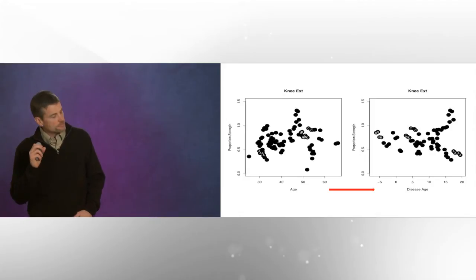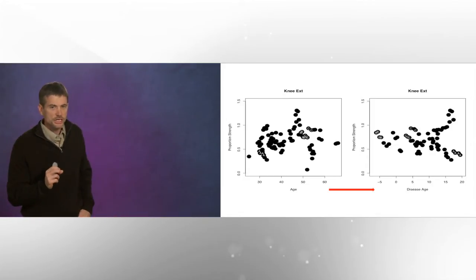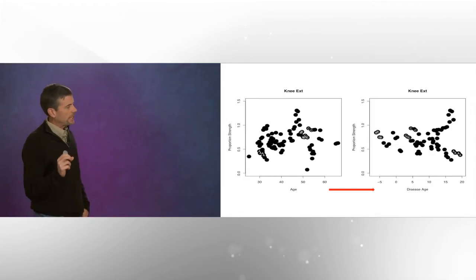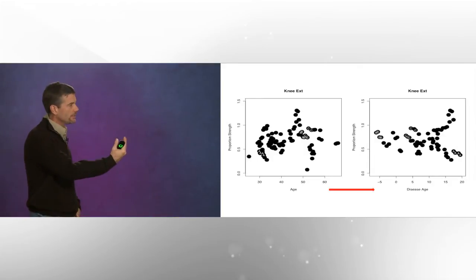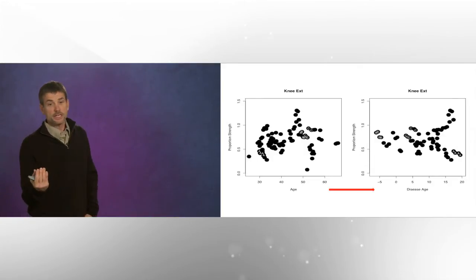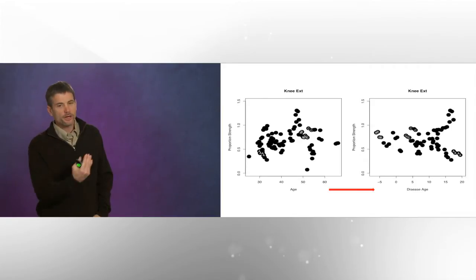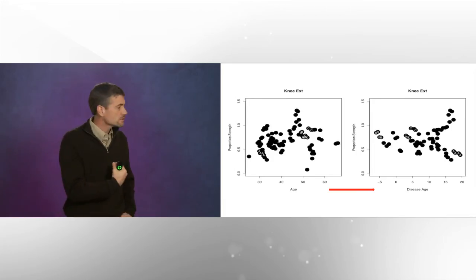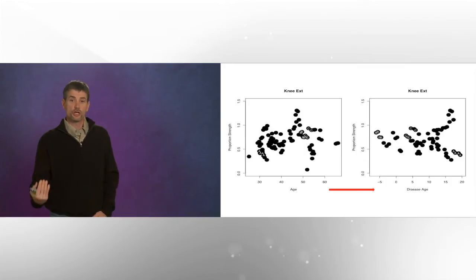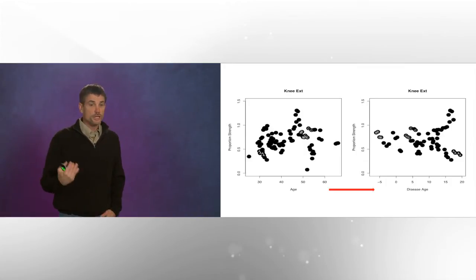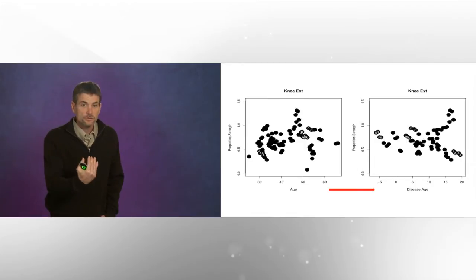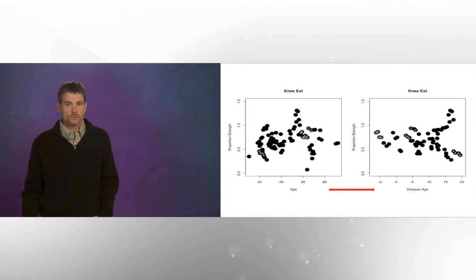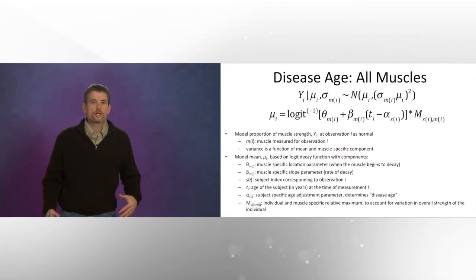Knee extension is a very interesting muscle. You can see, essentially, this doesn't change much over the whole disease age. A nickname for this disease is the quadricep-sparing disease. It's known that the quadricep, for some reason, is affected much, much less than every other muscle. And that's what this muscle is. And so when we showed this to the researchers, this was reassuring, in fact, that the knee extension behaved this way.